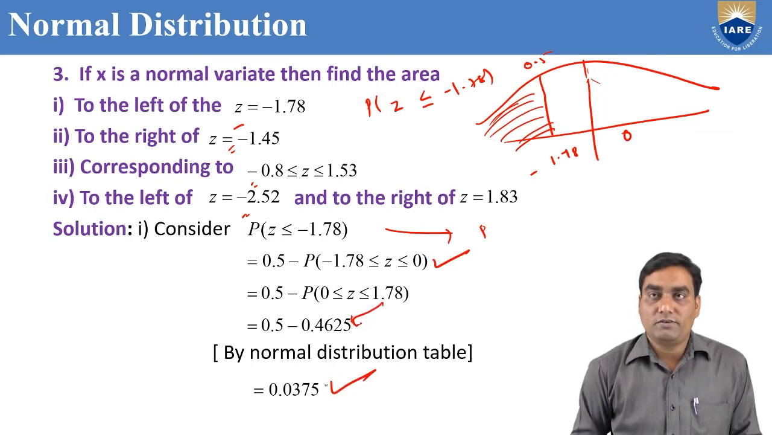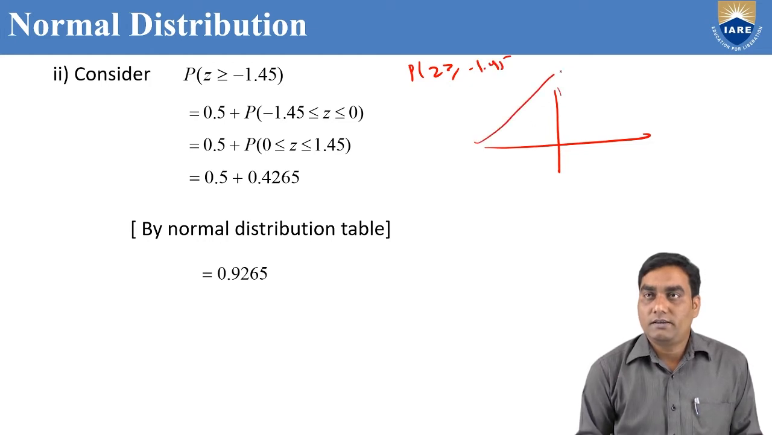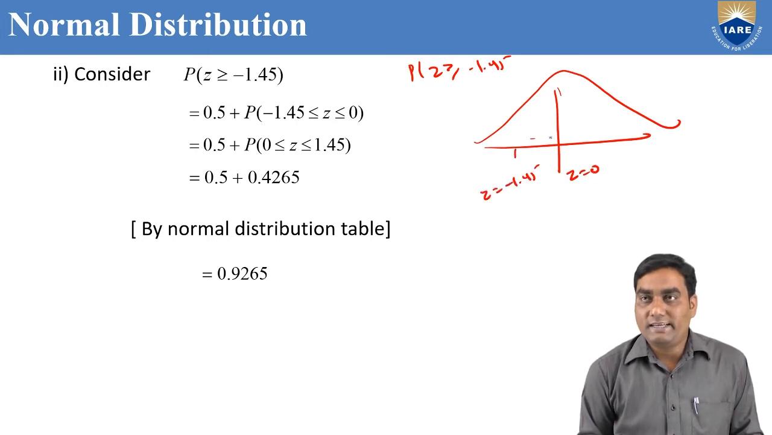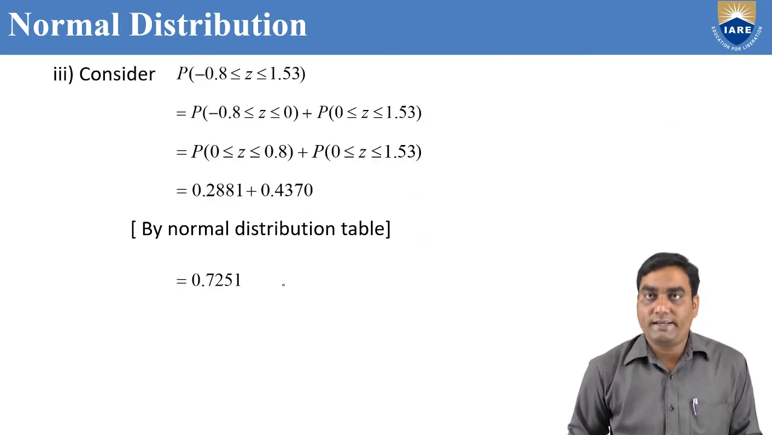We'll get 0.037. To the right of minus 1.45, that means greater than or equal to minus 1.45. See, this is z equal to 0, the left side value is minus 1.45, and the right side is the value I require. How? The total area we know is 0.5, plus you can add minus 1.45 to 0, which is nothing but 0 to 1.45. From the normal distribution table, we'll get 0.9265.